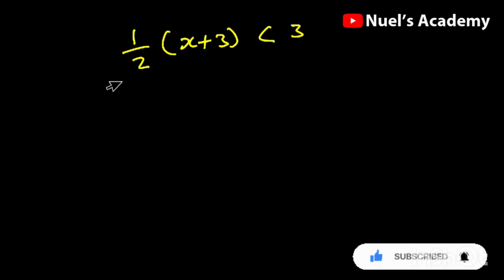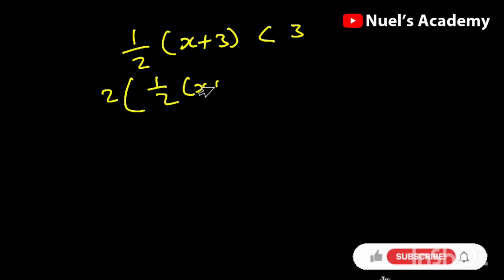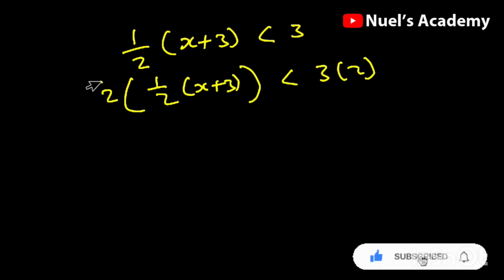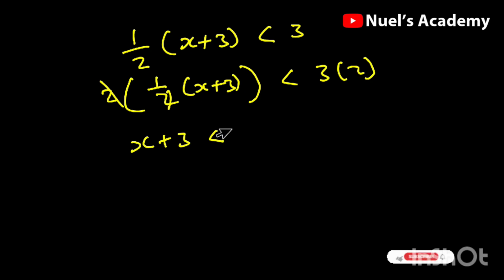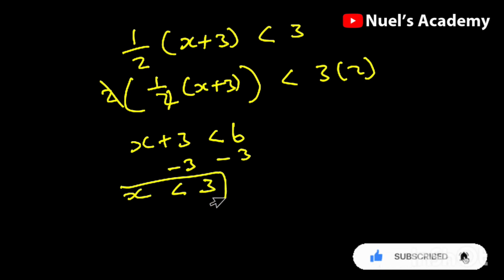So we have 1 over 2 times x plus 3 is less than 3. So let's multiply both sides by 2. When we multiply both sides by 2, we have this, and then less than 3 multiplied by 2. So this and this we're going to cancel. To the left hand side, we're going to have x plus 3, then is less than 3 times 2, which is equal to 6. So let's subtract 3 from both sides. We're going to have x is less than 6 minus 3, which is 3. So the answer here is x is less than 3.